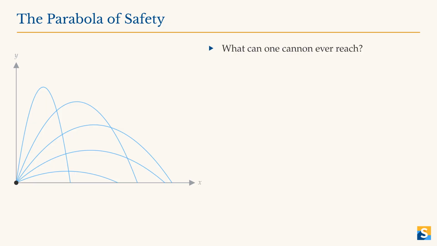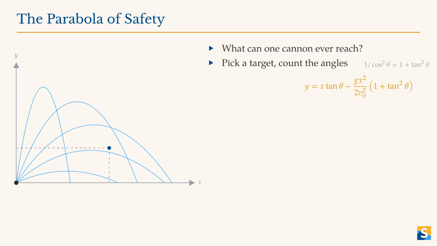The move is a shift of viewpoint. Stop following shots outward. Pick a target, an x and a y, and ask which launch angles reach it. One identity rewrites the cosine in terms of tan. So the whole equation now speaks tan theta. And what stands there is a quadratic in tan theta with the target's coordinates as its coefficients.